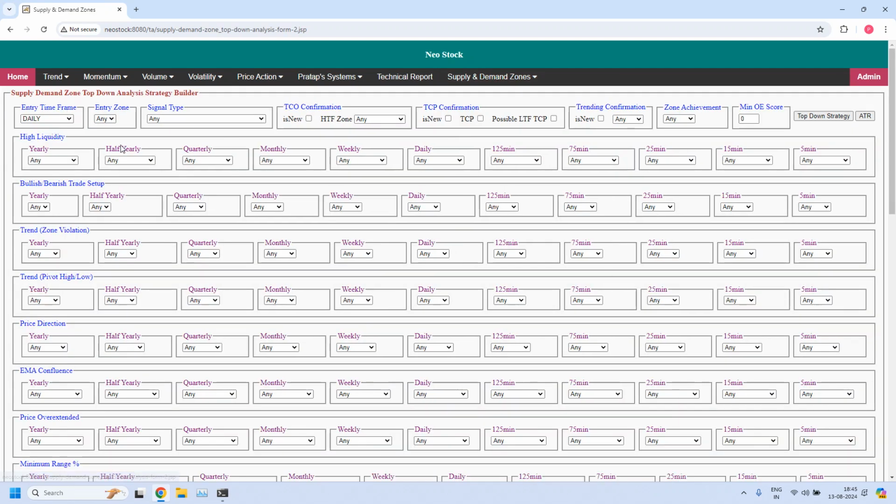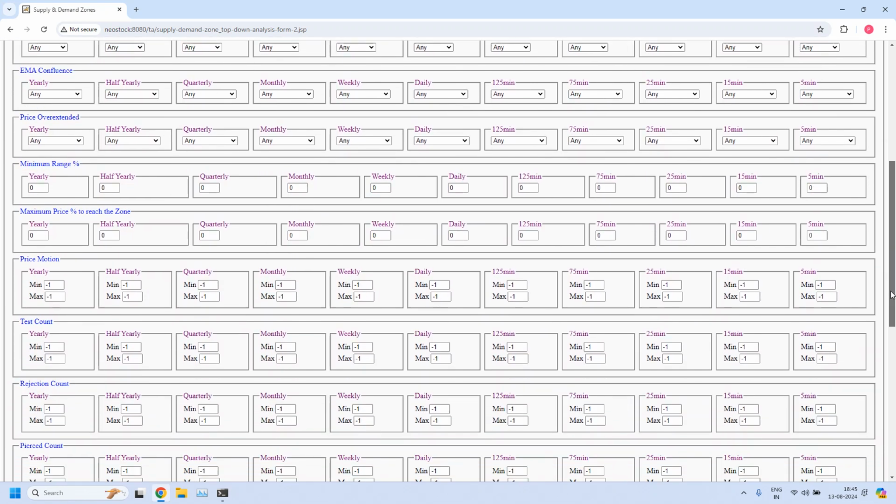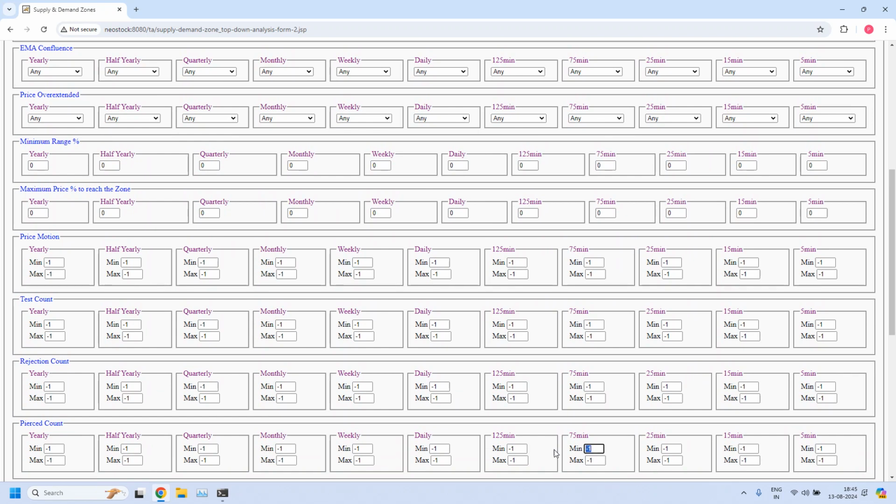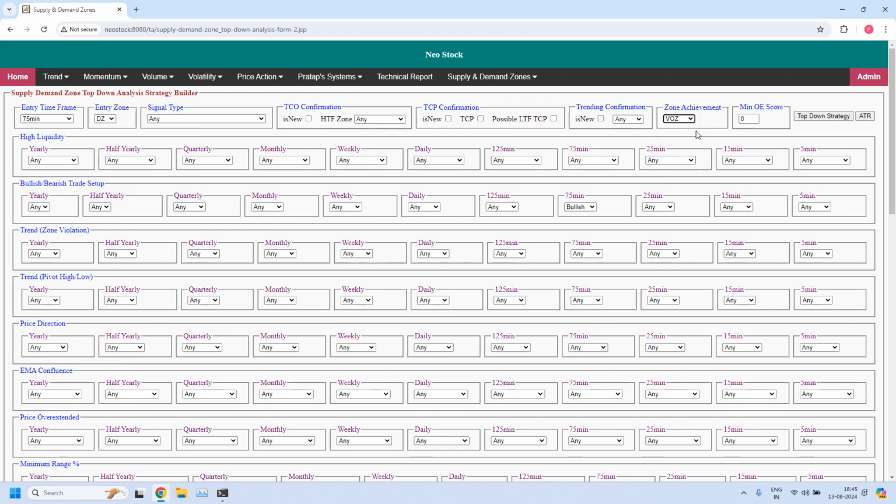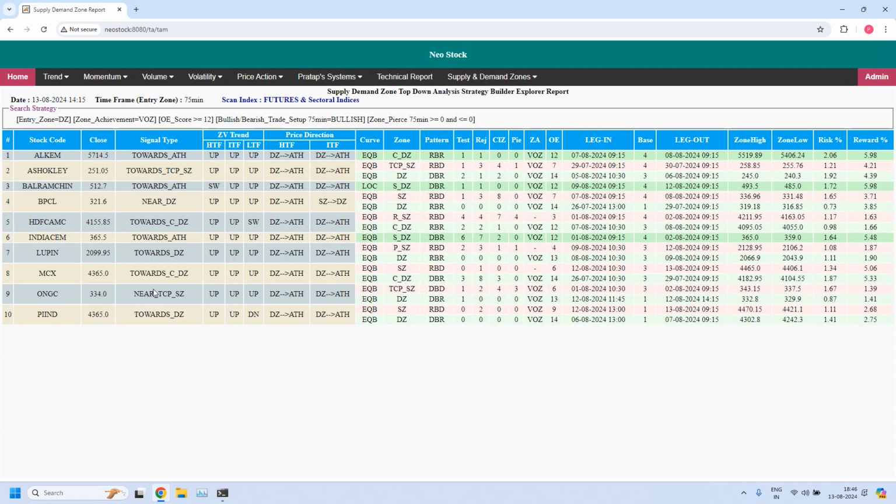Okay, the next report is the bullish trade setup for weekly income trade. The weekly income trade entry time frame is 75 minutes. Bullish trade setup demand zone, and in bullish or bearish trade setup at 75 minutes time frame, I am selecting bullish. The 75 minutes demand zone should not be pierced. So on 75 minutes time frame, pierced count, minimum value 0, maximum value 0. Zone achievement is violated opposing zone, minimum order enhancer score is 12. With these 3 filters applied to the 75 minutes demand zone, now we have filtered 10 stocks. All these 10 stocks are currently supporting the bullish trade setup for weekly income trade.